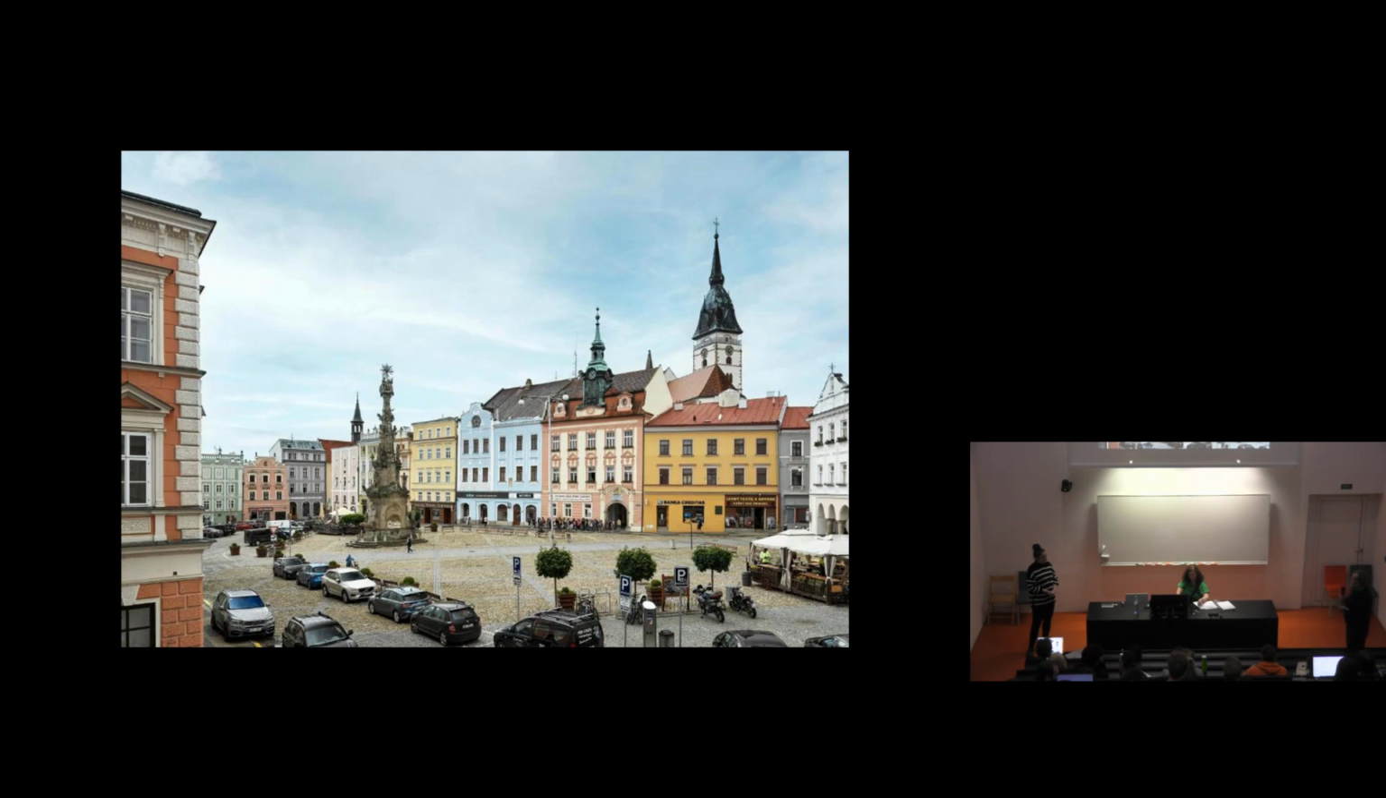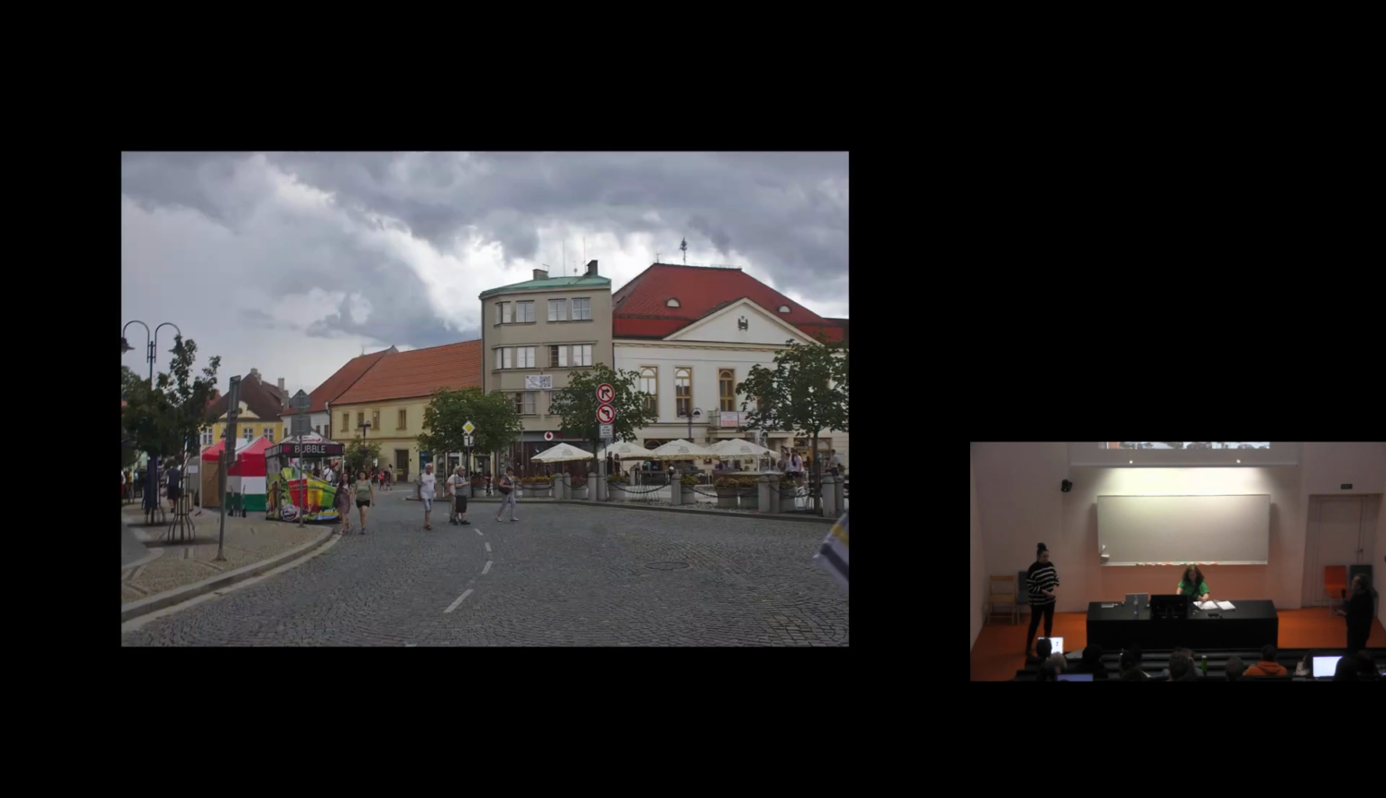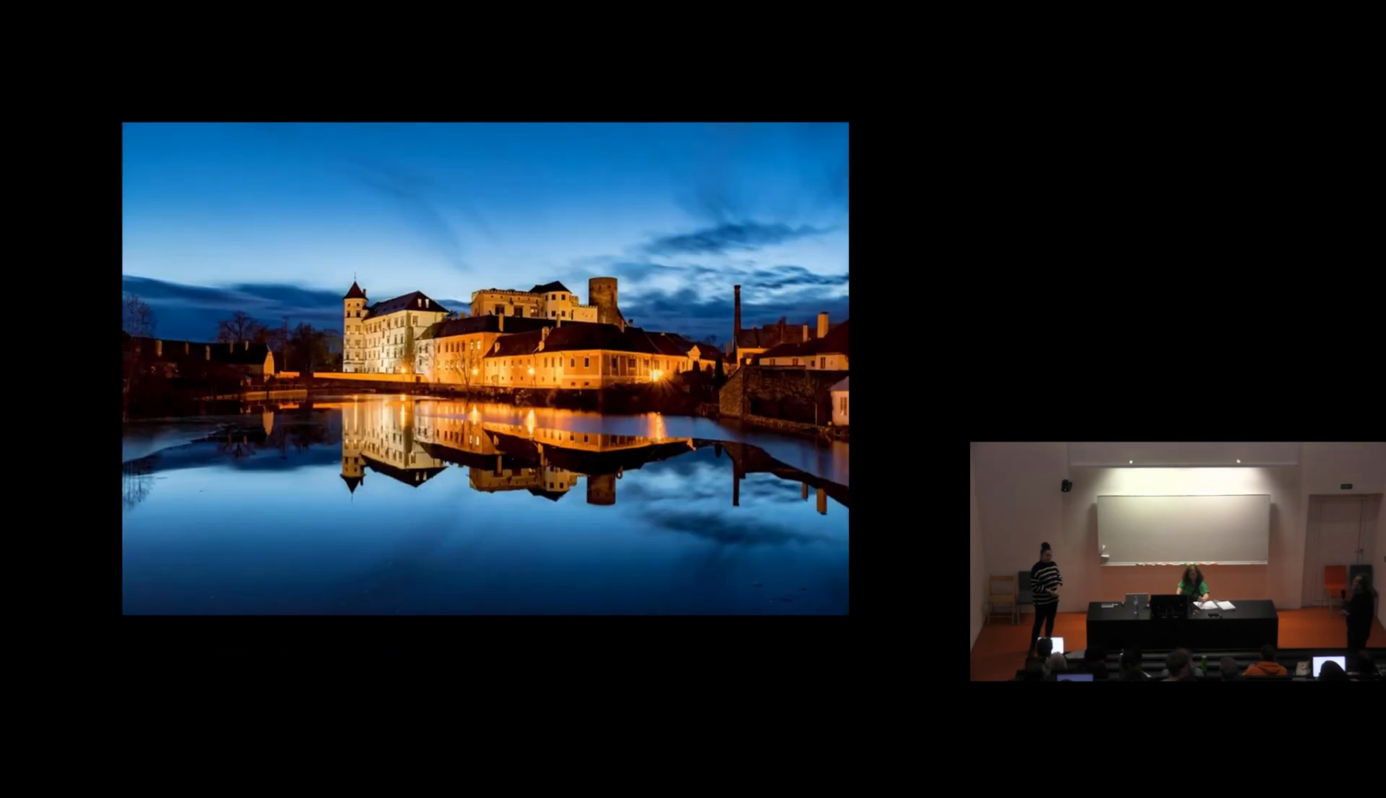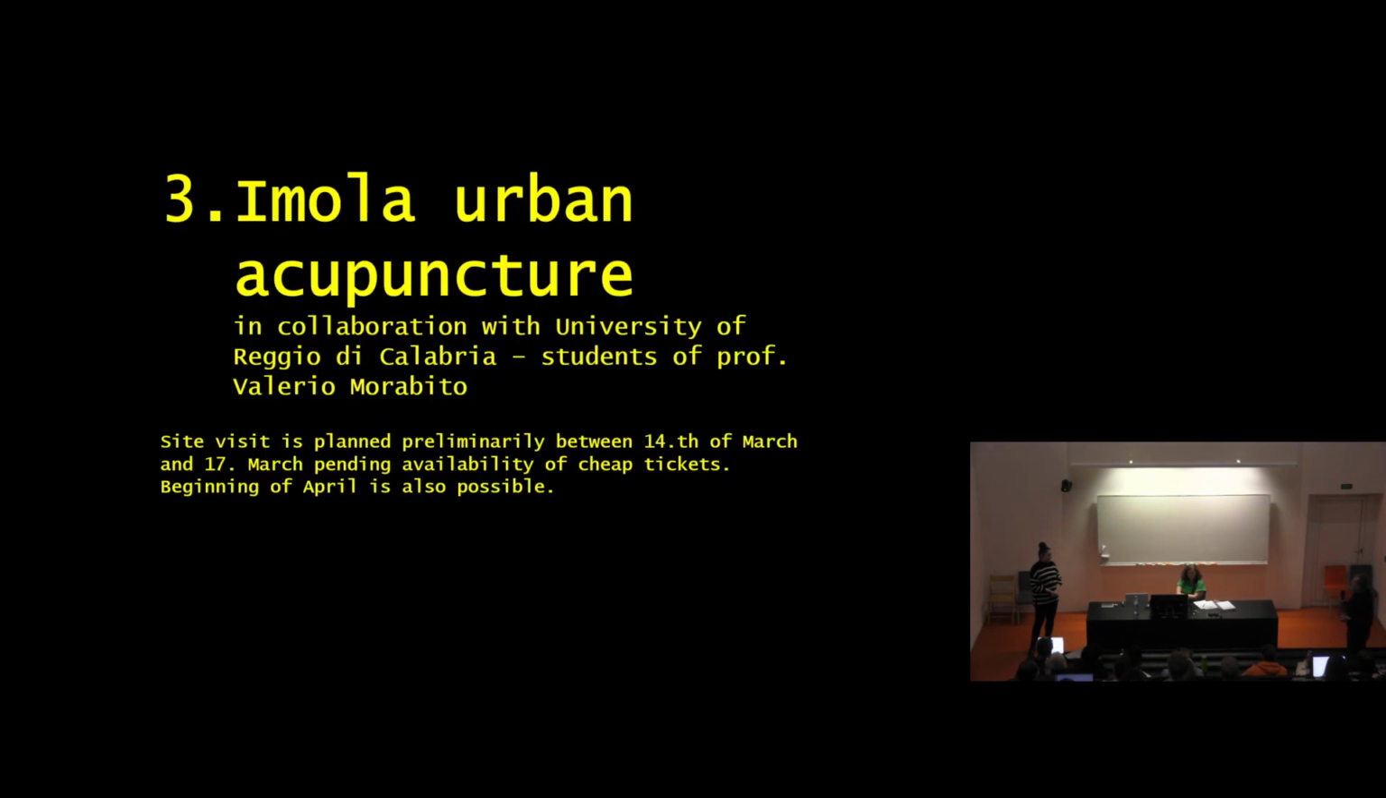So this is the main square, of course, usually dominated by cars and so on. To find the spots would be really up to you. That's why we kept that brief very open, because we could easily say, you do the square and so on, but that would be too easy.